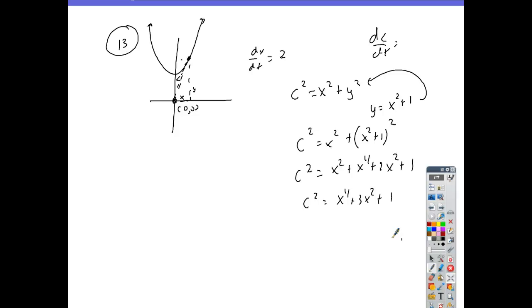Find the rate of change of the distance between the origin and the moving point on the graph y equals x squared plus 1, and dx/dt equals 2 centimeters per second. Oh, that's very terrible. All right, let's keep going. 2c equals 4x cubed dx/dt plus 6x dx/dt.